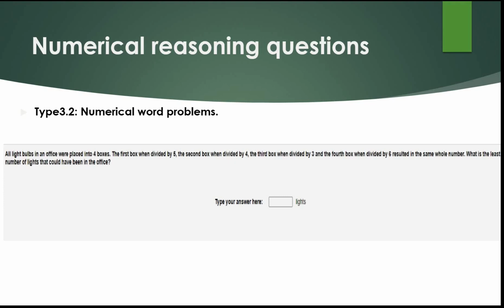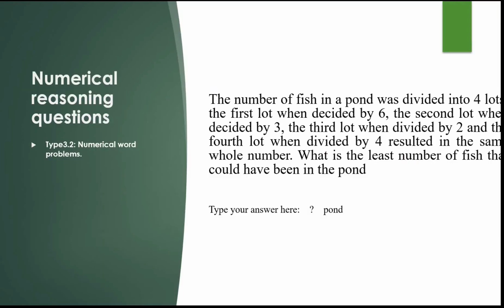The number of fish in a pond was divided into 4 lots. The first lot when divided by 6, the second lot when divided by 3, the third lot when divided by 2, and the fourth lot when divided by 4 resulted in the same whole number. What is the least number of fish that could have been in the pond? Now, you will have 20 seconds to give the answer.